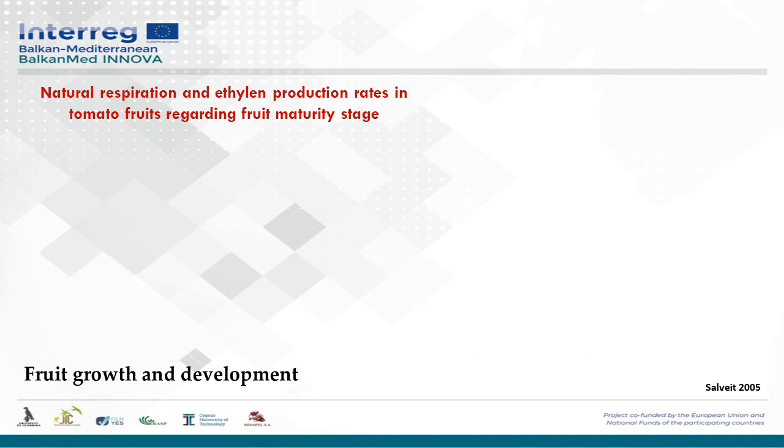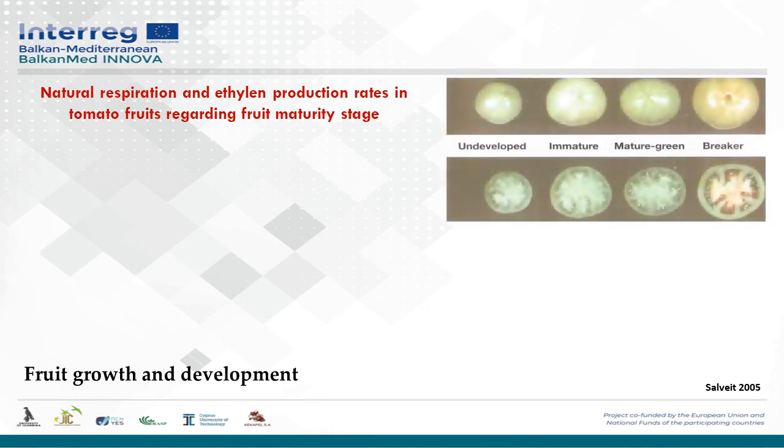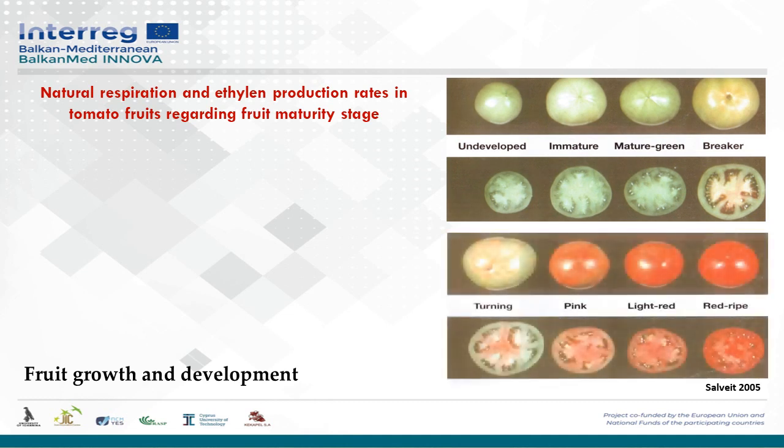The development of a tomato fruit goes through several stages, as you can see from this picture here, and until the third stage, the fruit is fully green, and it can even produce some carbohydrates through photosynthesis. It is able to photosynthesize since it contains chlorophylls.